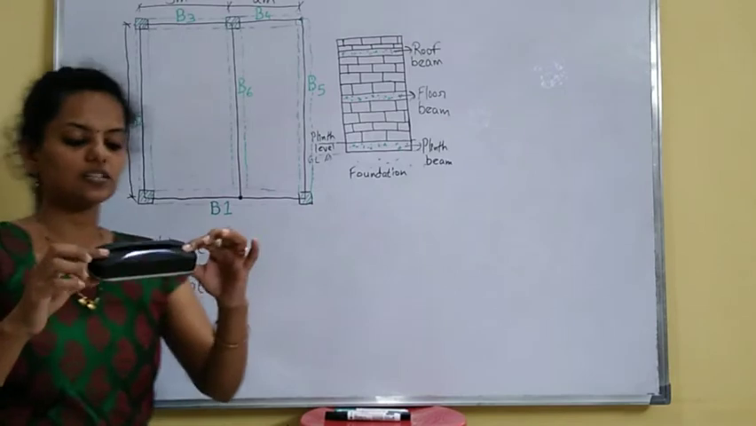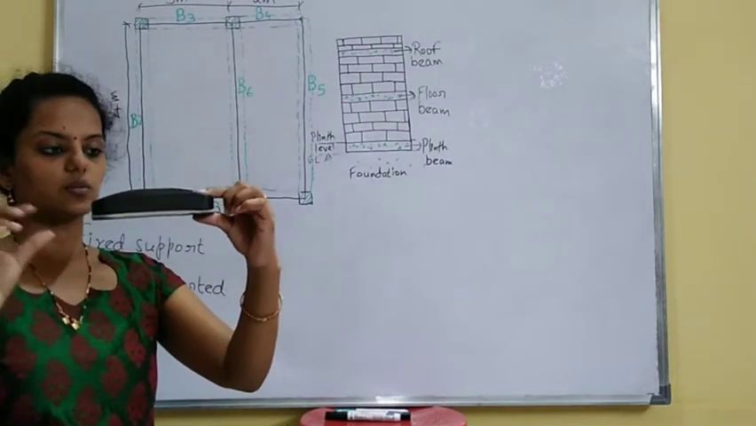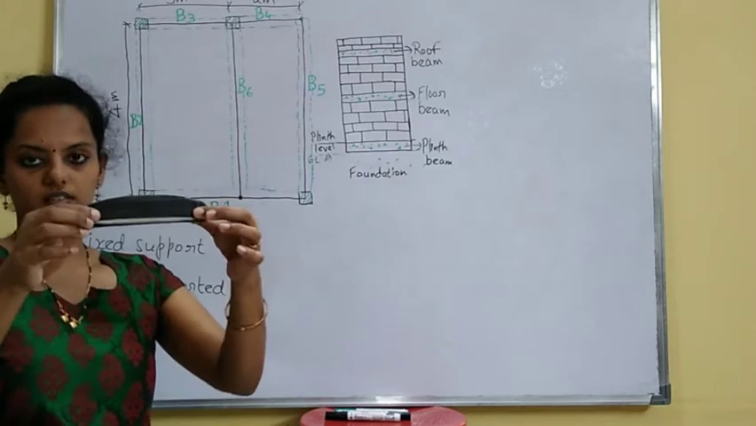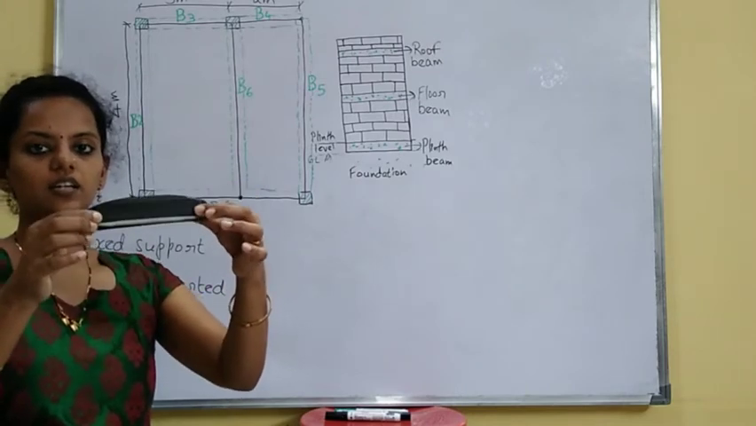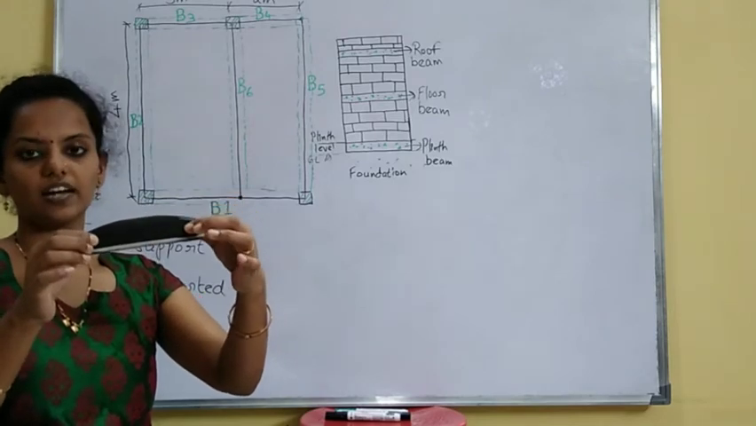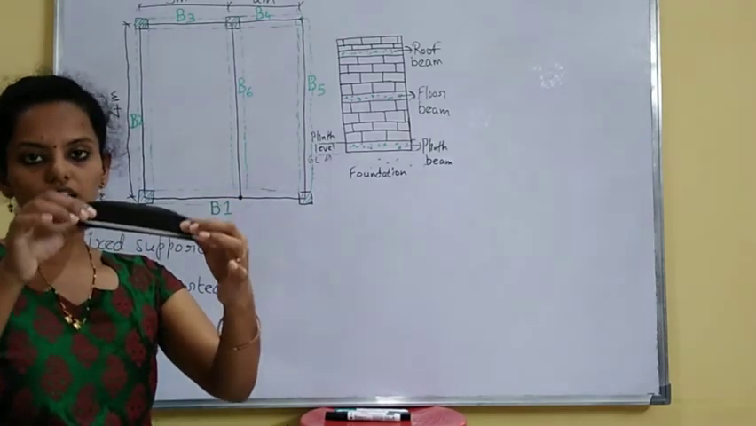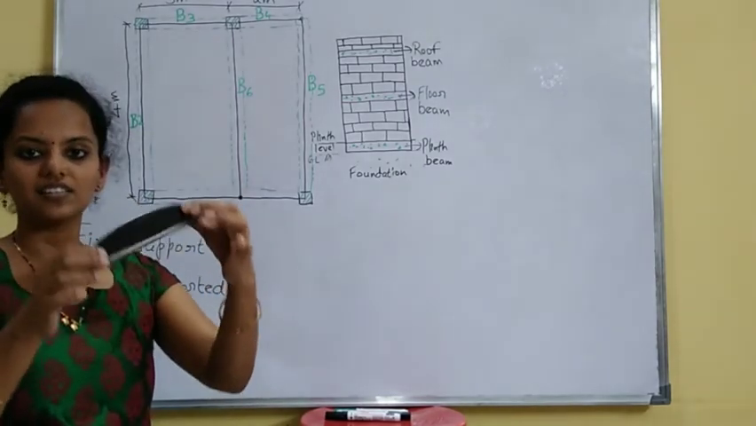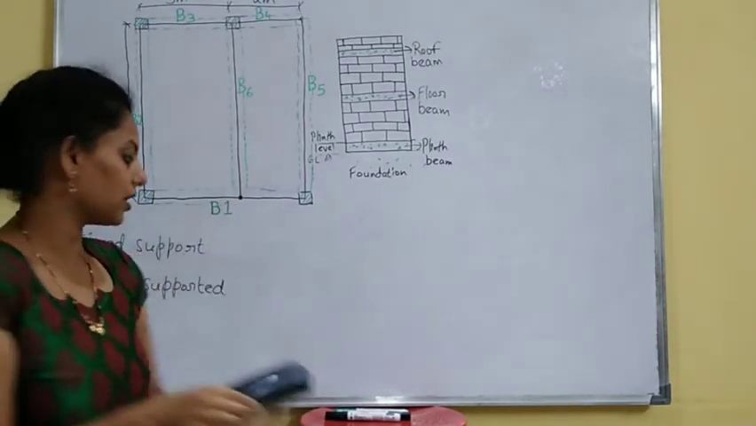Suppose it is simply supported. See, suppose this joint is simply supported, somewhat like this. Okay, it can rotate in one direction. Wherever the hinge is provided, the beam will rotate in that direction. It can rotate. That is nothing but your simply supported.